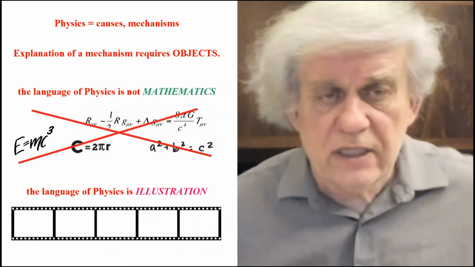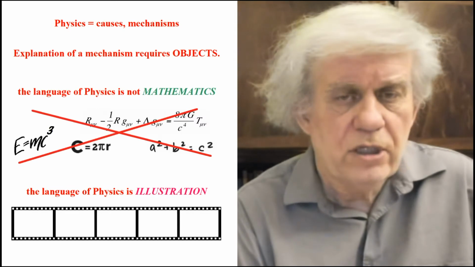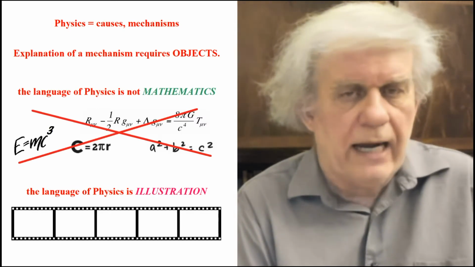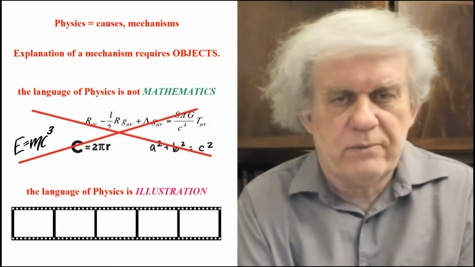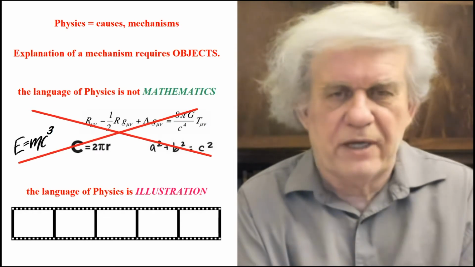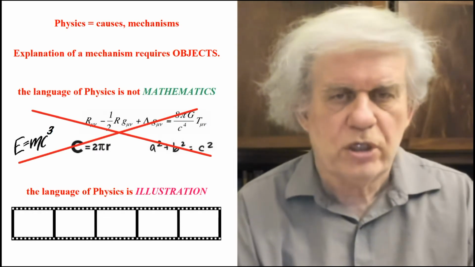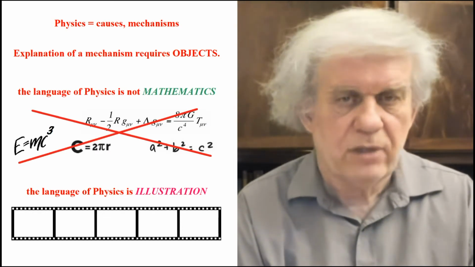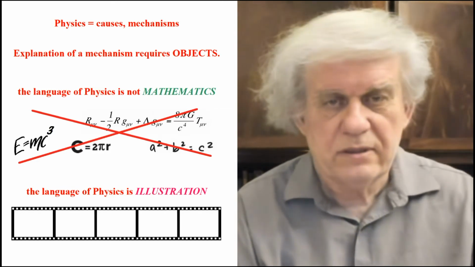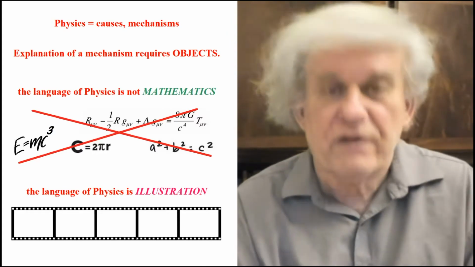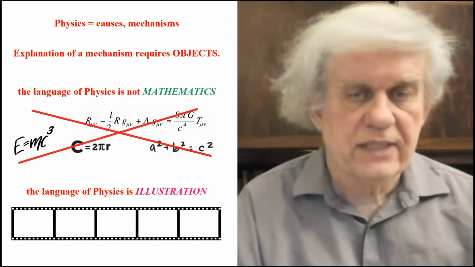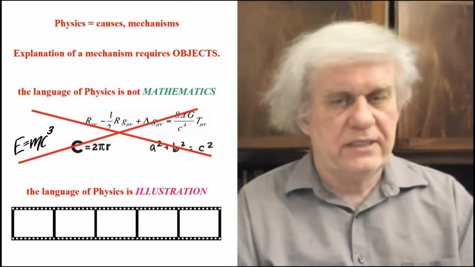In physics, we say it's causes and mechanisms. The only way you can explain a cause or a mechanism is if you have objects, because you have to simulate it with some kind of object. You've got to show us the mechanism. What mechanism are you going to show if you just put an equation? What have you shown? You haven't shown a mechanism. All you have is a mathematical description of something you measured, but never an explanation of what caused that to happen. That's the issue. And so no, the language of physics is not mathematics.